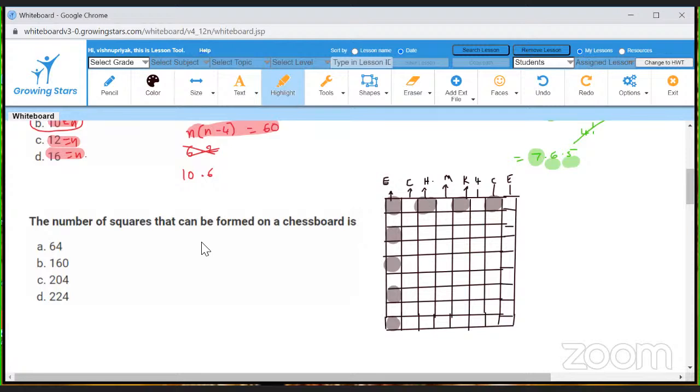Now, how many squares can be formed on the chessboard? That is what they are asking. So if you want to make squares, you need 1 into 1. That means here 1, I'll draw with red color. Here 1 and here 1. That is what you need.